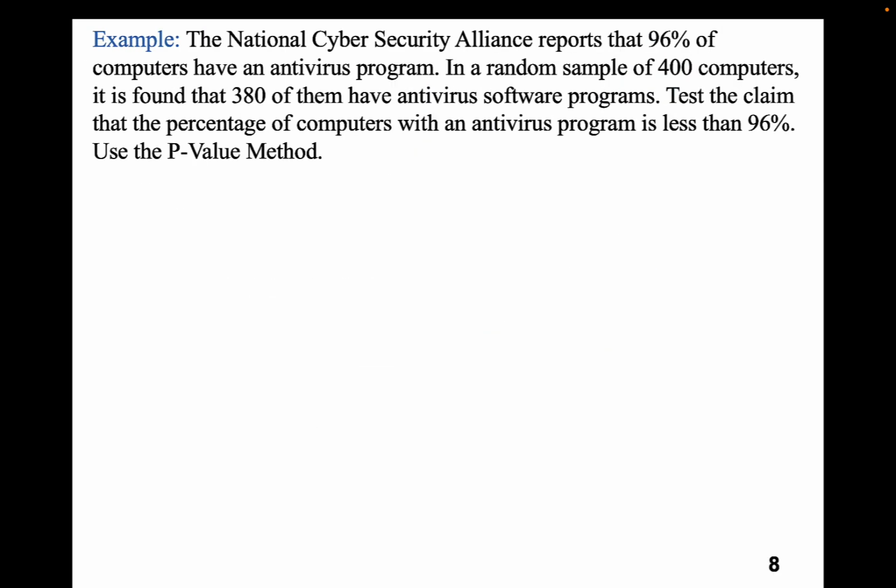A National Cybersecurity Alliance reports that 96% of all computers have an antivirus program. In a random sample of 4,000 computers, it was found that 380 of them have an antivirus software program. Test the claim that the percentage of computers with an antivirus program is less than 96%. And this time they want us to use the p-value method.